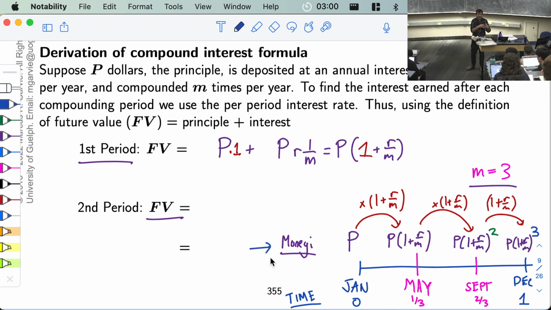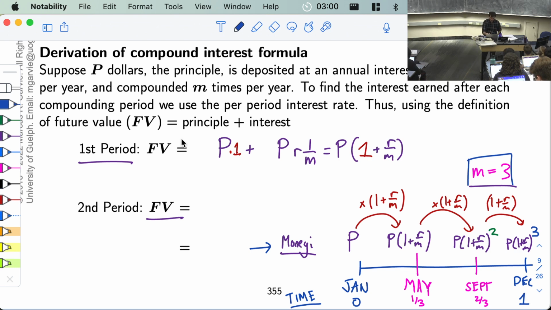And then we wanted to calculate what happens to our money throughout the year, assuming we get interest 3 times a year. So we're going to get interest once in May, once in September, and once at the end of December. So 1/3 of the way through the year, 2/3 of the way through the year, and all the way through the year. And we want to calculate our money over time.